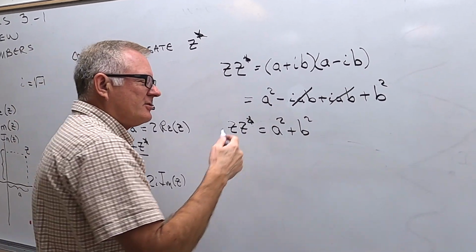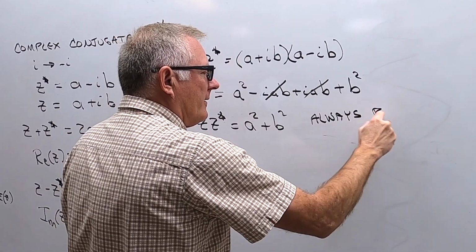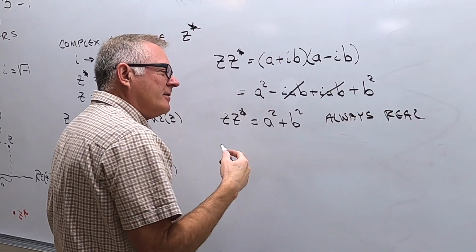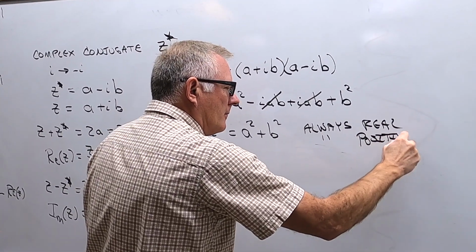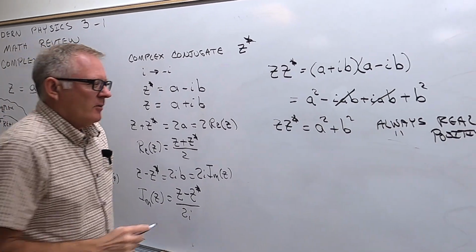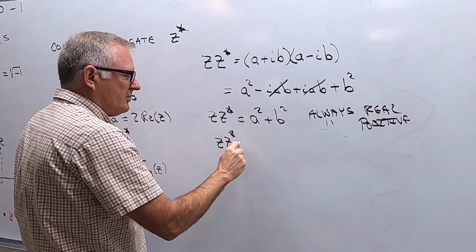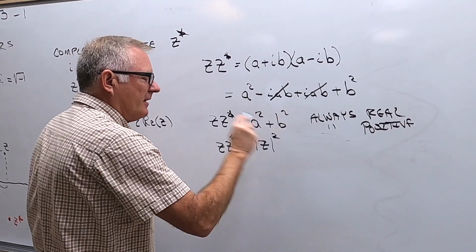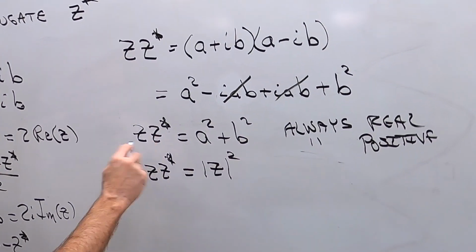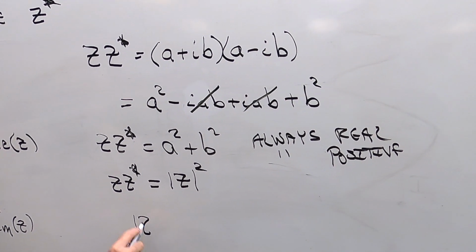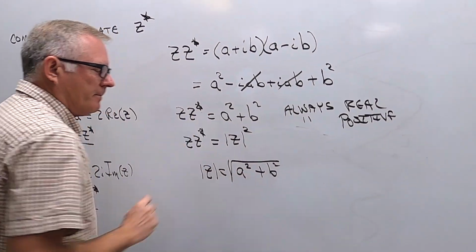And you can see that this is always real. There's no i's in it. And always positive. We'll call this z star z, the magnitude of z squared. And if I just take the square root of both sides here, we get the magnitude of z is equal to the square root of a squared plus b squared.